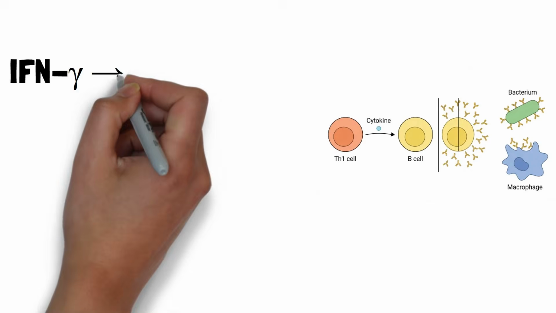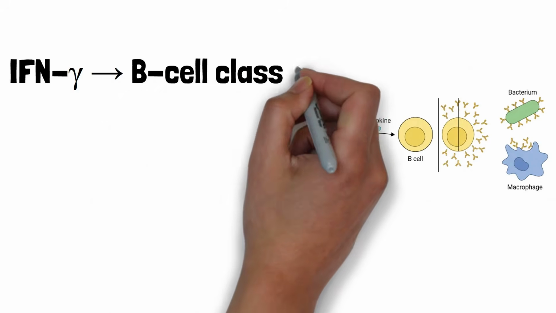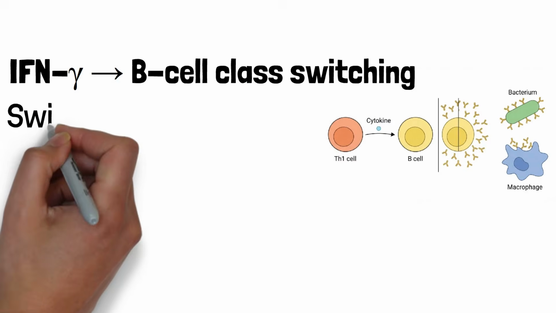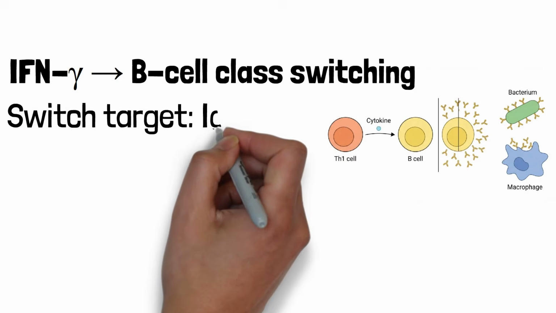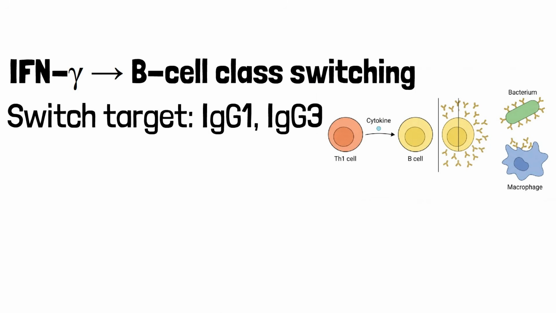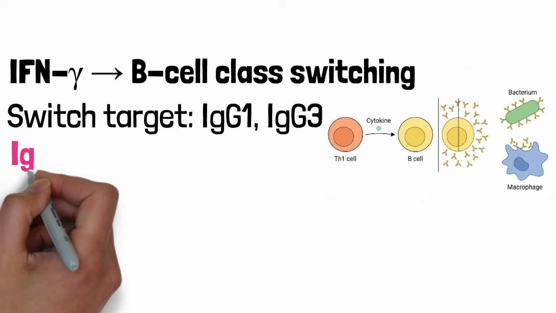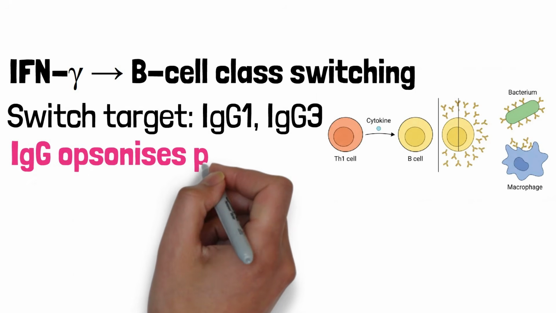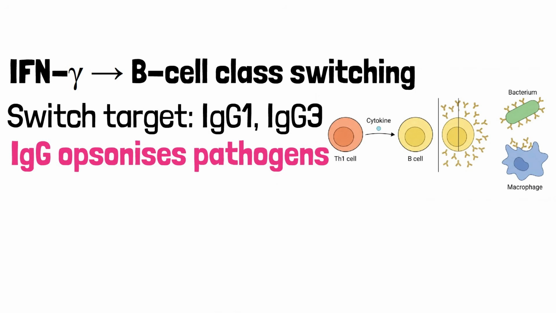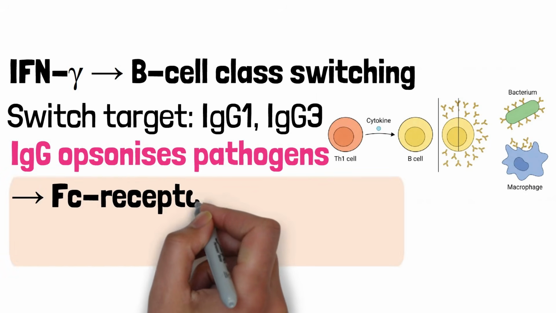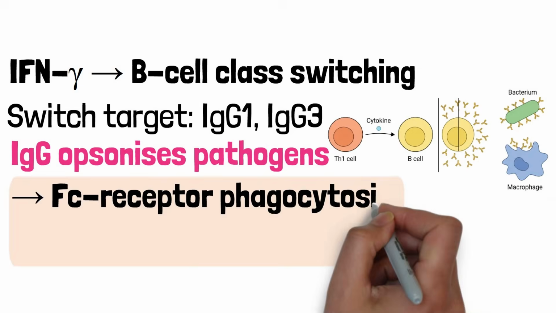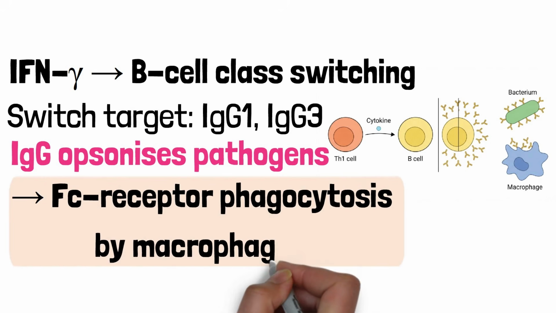With macrophage effector function covered, there's one more piece of Th1 collaboration worth knowing. IFN-γ from Th1 cells also drives B cells to class switch, specifically toward IgG1 and IgG3 in humans. These IgG antibodies opsonize pathogens, coating them so they're easier to grab. Which is why this matters clinically. Opsonized pathogens get taken up by macrophages through Fc receptors, so this single cytokine is quietly linking your humoral and cellular immune responses together.